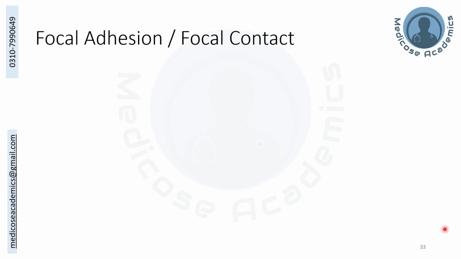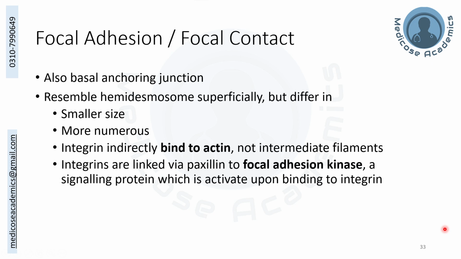Focal adhesions or focal contacts are also basal junctions joining the cell to the basement membrane. They resemble the hemidesmosome, but differ a little as they are smaller in size, more in number, and attach to the microfilament part of the cytoskeleton rather than the intermediate filaments. So they have intermediate anchoring molecules. Majorly paxillin is the anchoring molecule between the junction's transmembrane component and the actin component.